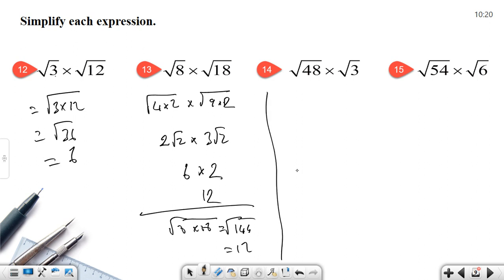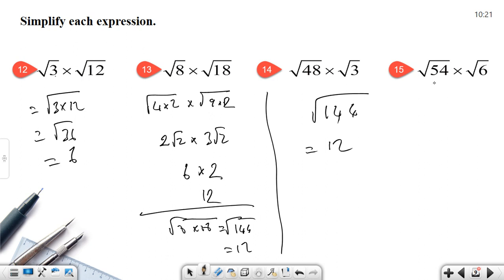That's easier. Yeah. 48 times 3. 3 times 8, 24. 3 times 4, 12, plus 2, 144. So square root of 144 is equal to 12 again. Now 54 times 6. 6 times 4, 24. 6 times 5, 324. I'm not sure what kind of perfect square that one is.